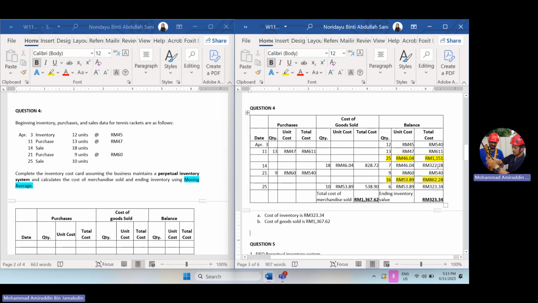When we sell, we need to use the average cost. Cannot use the selling price. Cannot use the cost that you have like in FIFO. Okay. All right, proceed.